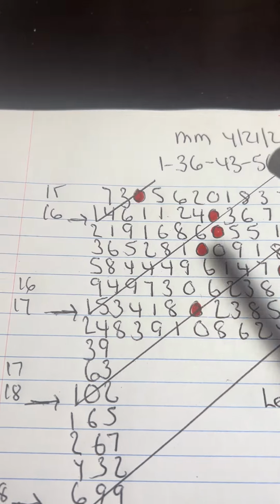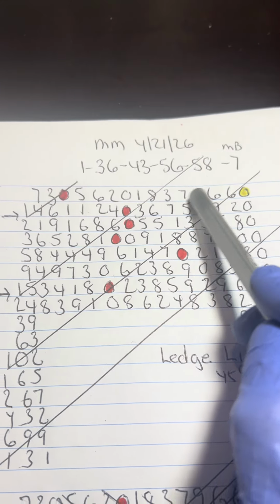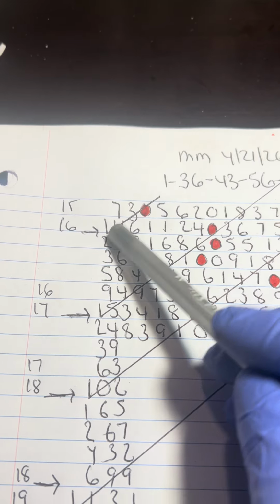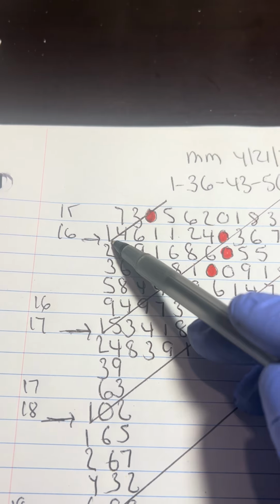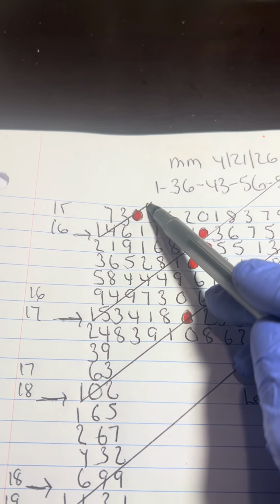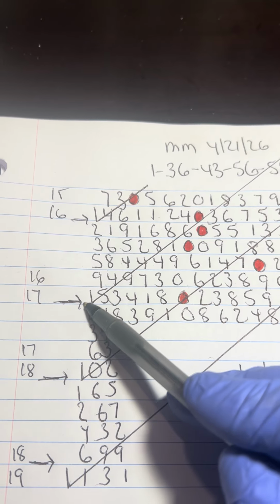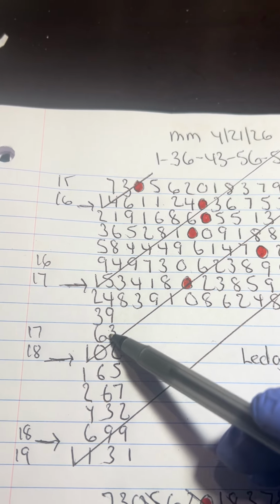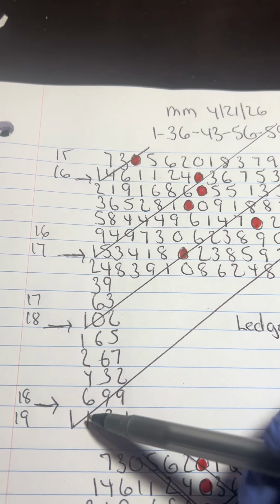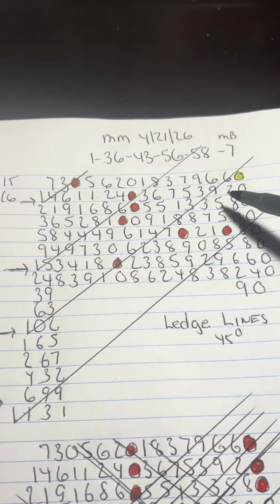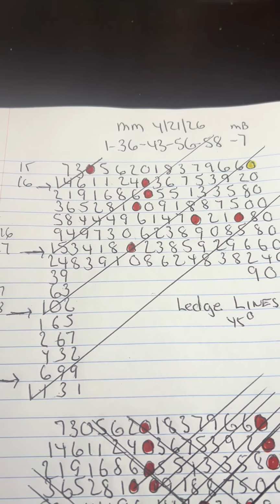My ledge lines I get by, this line is 15 digits. This line is 16, creates a ledge right here. So I draw a 45-degree angle into the matrix. 16 numbers, 17 numbers, creates a ledge. 17 numbers, 18. I just went down here just to create another ledge. You don't need all this, okay? 8 lines or less, usually your numbers are there.